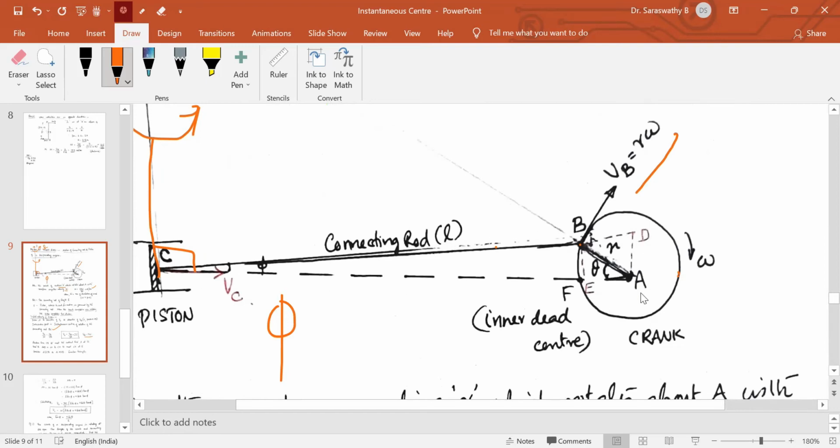Line CB is extended, and from A a perpendicular is dropped to meet at D. Now from B, I have dropped a perpendicular to this horizontal, so it is E. Referring to this figure, this is R, and this BE will be R sine theta. In this triangle BEC, sine phi is equal to the opposite side, R sine theta, divided by the hypotenuse L. So R is given, theta is the angle through which the crank has turned at a particular instant, and L, the length of the connecting rod, will also be given. So we can get the position of this connecting rod with respect to the horizontal. Sine phi is equal to R sine theta by L. You get that phi. Once you get phi, we can consider this triangle.